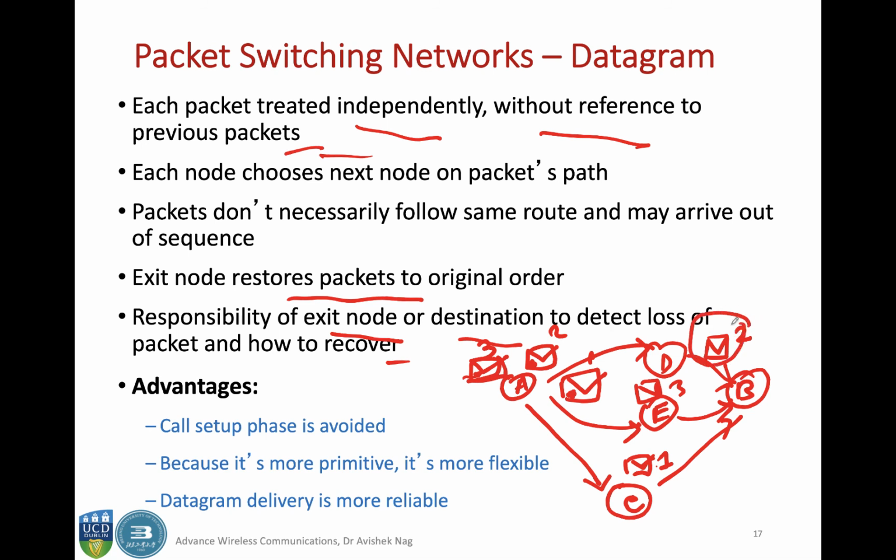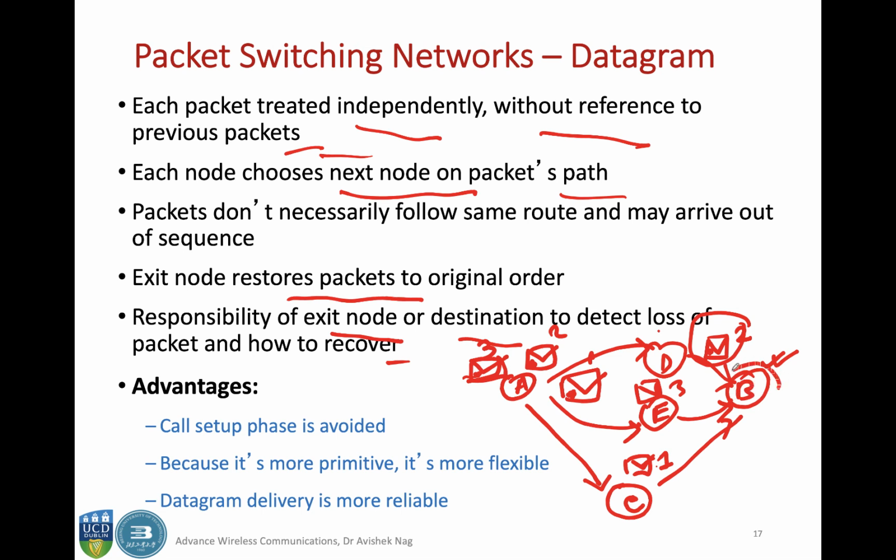Let's say the intermediate node D receives packet 2. It doesn't care that the number of this packet is 2, and that there was a packet numbered 1 that might be somewhere. It just receives packet 2 without reference to the previous packet and chooses the next node on the packet's path. So D receives packet 2, and by reading the address on it, it decides that the next node is B, and it sends it to B.